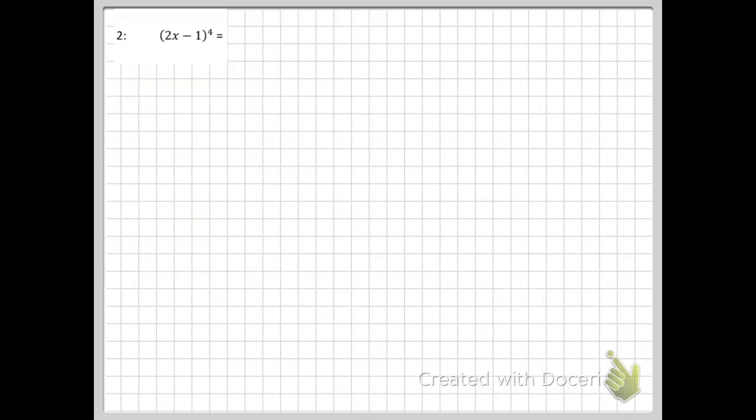Okay, this one has a coefficient on the x and a negative sign, so we're going to be extra careful. N is 4. Your exponent is always n. So let's get started. 4c0. All the way up until I get to 4c4. The 2 to the x, the first term starts with all of your exponents and counts down.